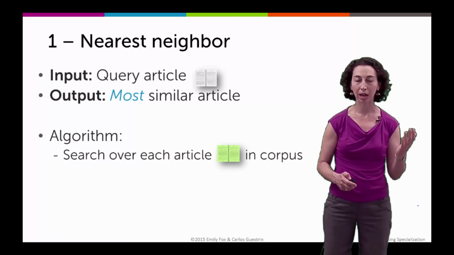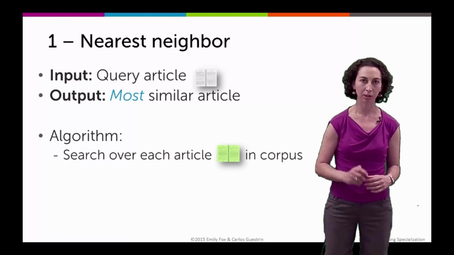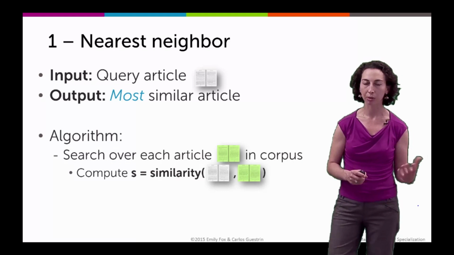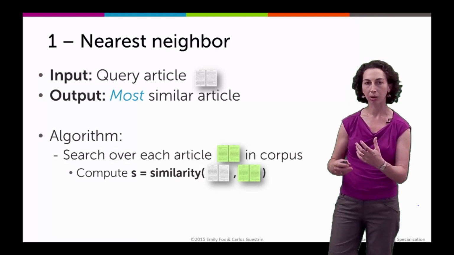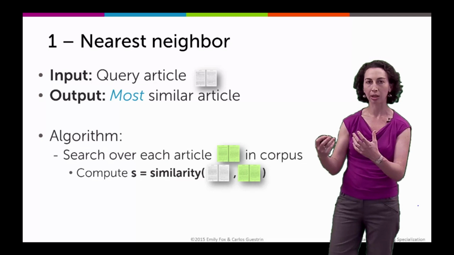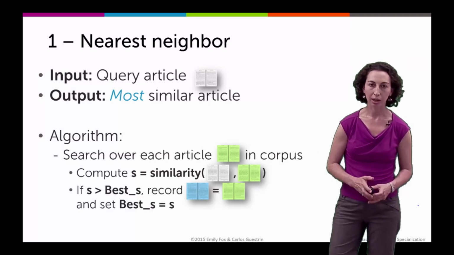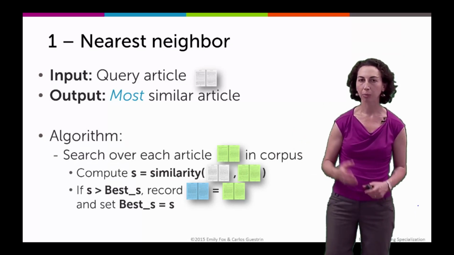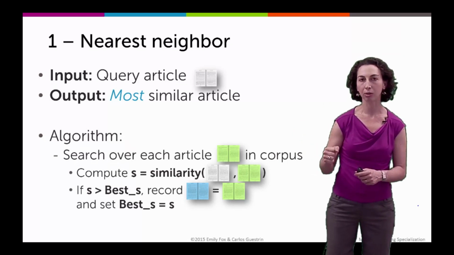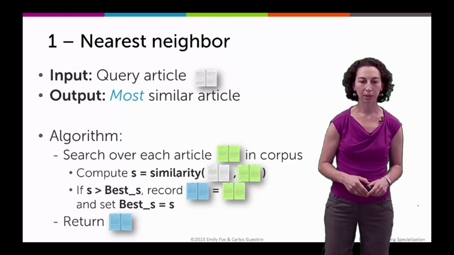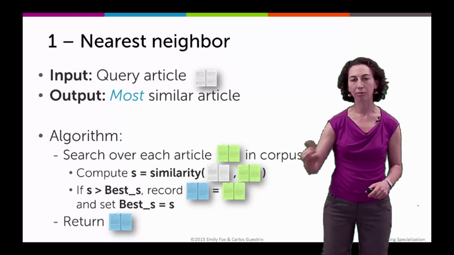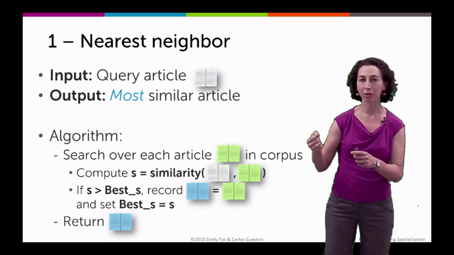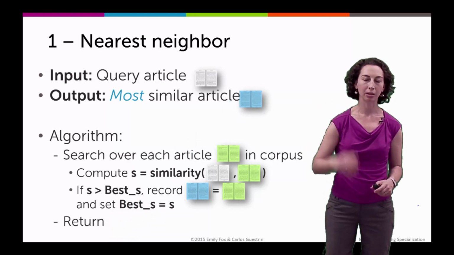We're just going to search over every article in our corpus. These are all these little green articles. And we're going to compute the similarity using the methods that we described earlier between the query article and this article we're examining in the corpus. And then if that similarity is better than the best similarity that we've found so far, then we're going to keep this article as our best article that we found so far. And then at the end, after we've iterated through every article in our corpus, we're going to look at what was the best article that we found, and we're going to recommend this to the reader.